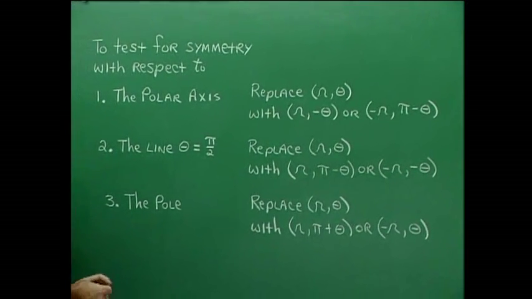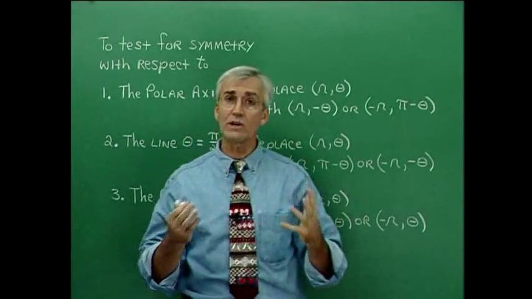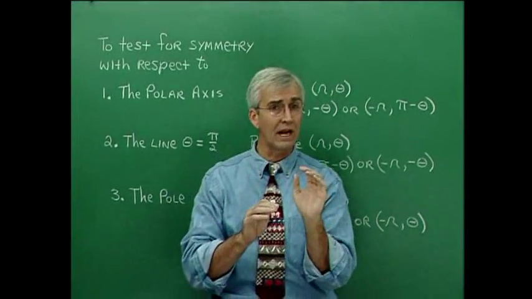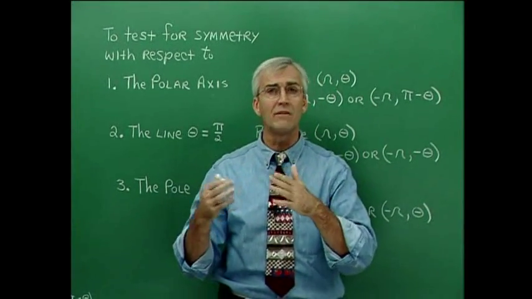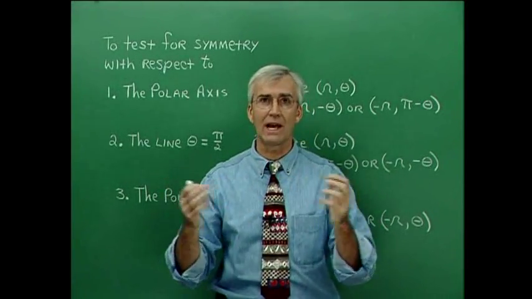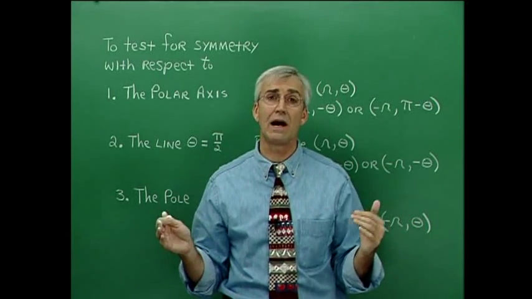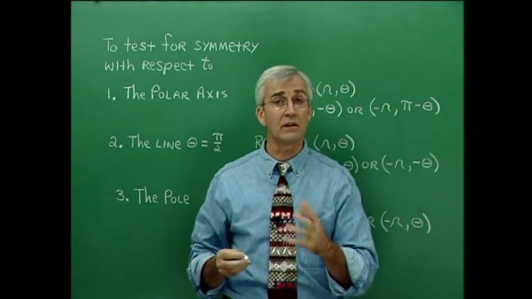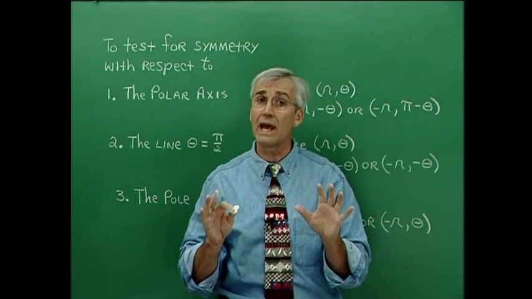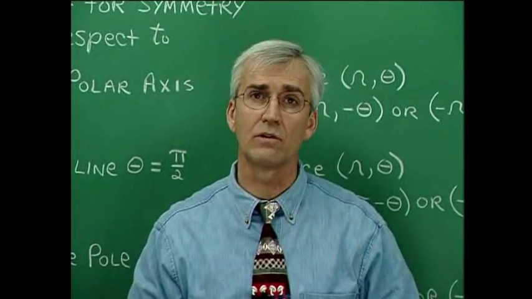Now, we do get some mileage out of some situations involving cosine, for example, because the cosine of an angle is equal to the cosine of its negative counterpart. Generally speaking, if our polar equation has only cosine of angles involved in it, then we're going to have symmetry about the polar axis. And in a similar way, for those that involve only sine, we're going to have symmetry about the vertical axis, the line theta equals pi over 2.